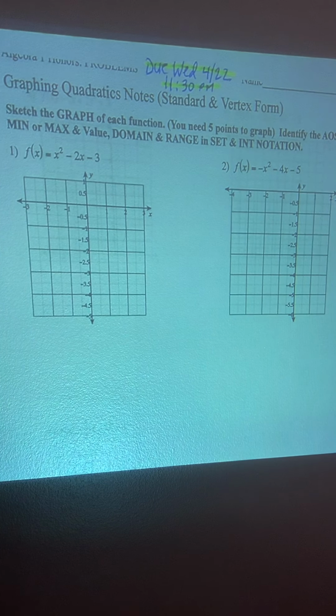Hey guys, we're talking about graphing quadratics today in standard and vertex form. We're going to take what we learned last video and apply it to the graphing.